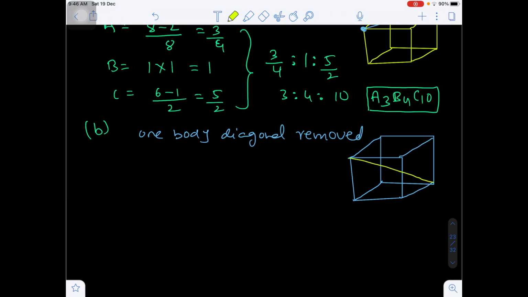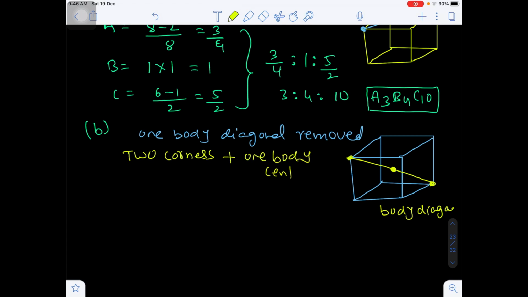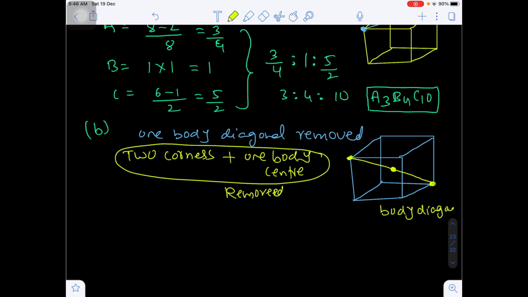In this body diagonal, you are removing the two corner atoms and also the one body center. So this is called the body diagonal: two corners plus one body center. These are the particles which we are removing.